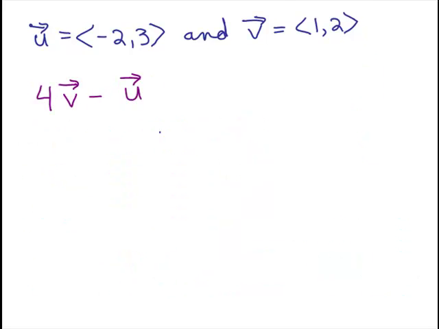All right, so why don't you try this one on your own by putting the video on pause. All right, so how are we going to do this? We have 4 times v, be careful, v is 1, 2, minus u, which is negative 2, 3. Now, if you want, you can distribute that minus sign.